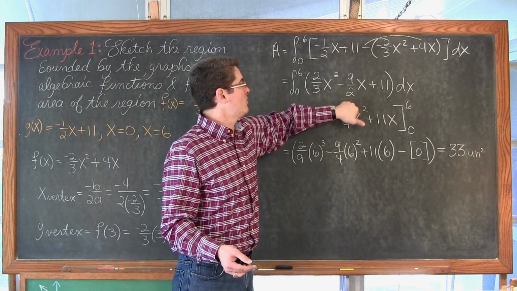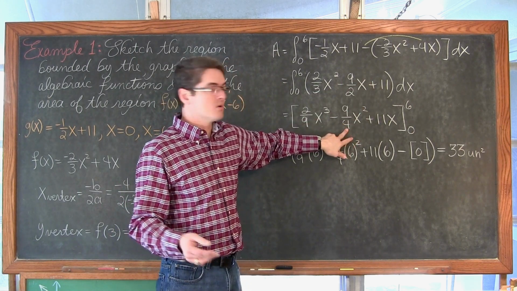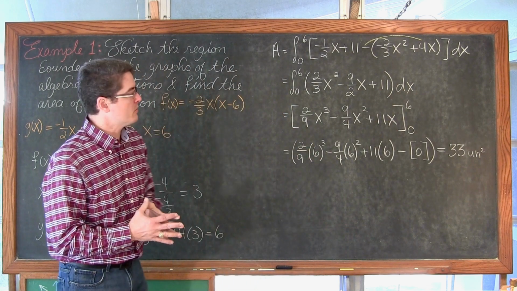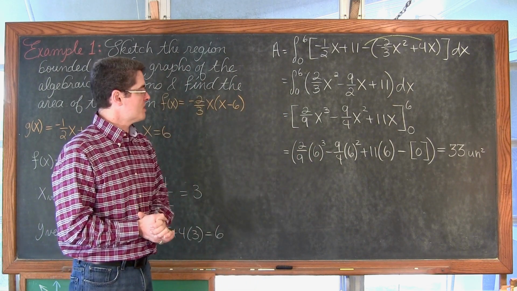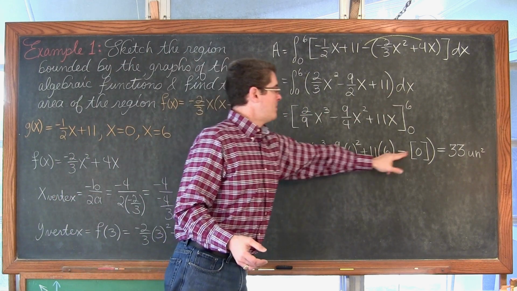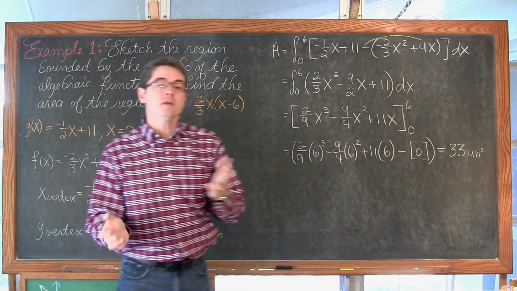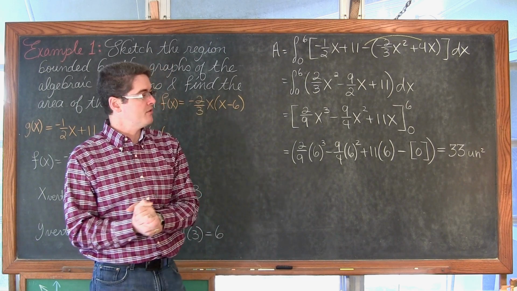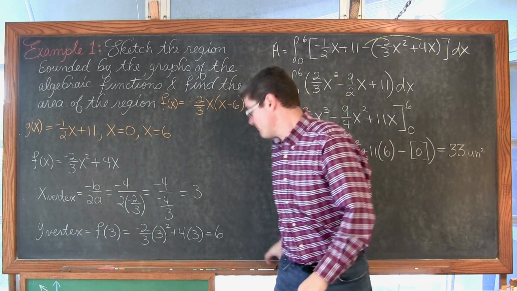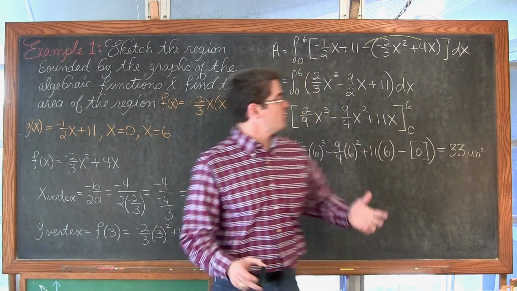Raising that power by 1 and getting x squared, we get 9/4. And then finally 11x as we find the integral with respect to x, and then finish up by plugging in, doing this function with the x substituted in, minus our lower limit of 0, and we get an area of 33 square units.